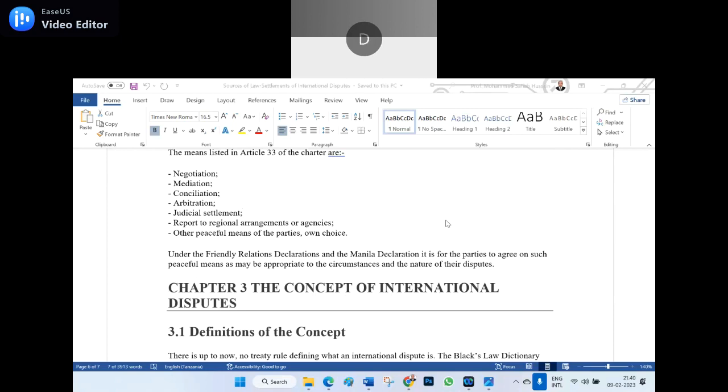General. The UN Charter. Go ahead. I told you just before: number one, the UN Charter. Number two, General Assembly. Number three, Declaration. Number four, Manila Declaration. Is it clear?